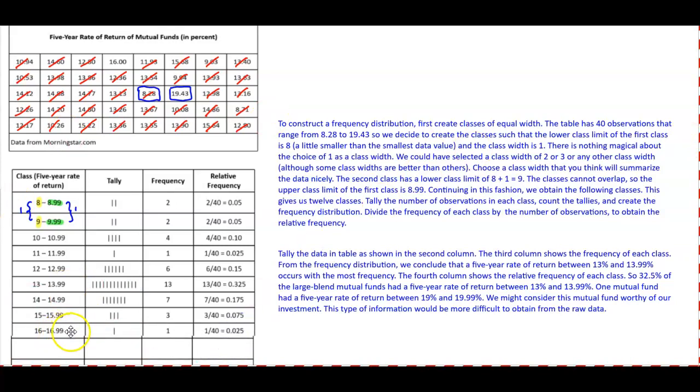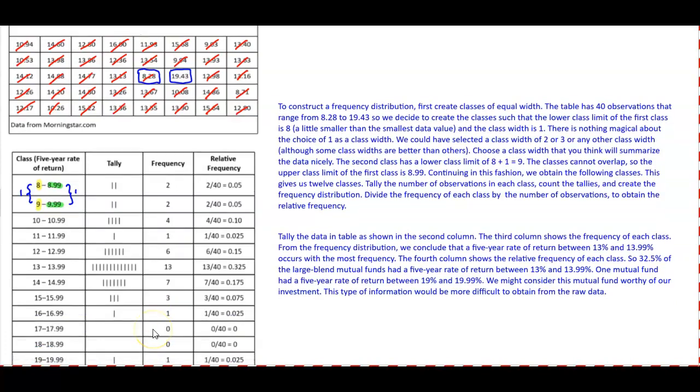Okay, and then 16 to 16.99. Well, we have 1 of them. So 1 divided by 40 is going to give us 0.025. And then we're going to keep going down to 17 to 17.99. If you notice here, we don't have any of those numbers, so it's 0, and 0 divided by 40 is equal to 0. Likewise, 18 to 18.99, we don't have any of those numbers up here, so that's going to give us 0. And 0 divided by 40 is going to give us 0.